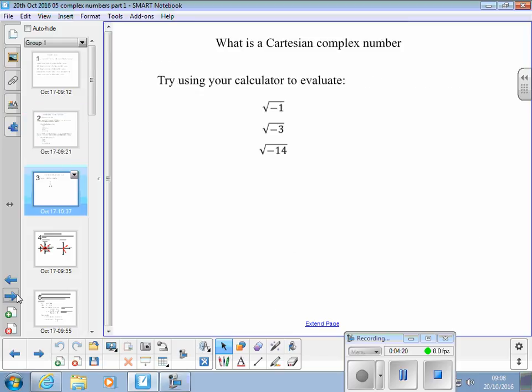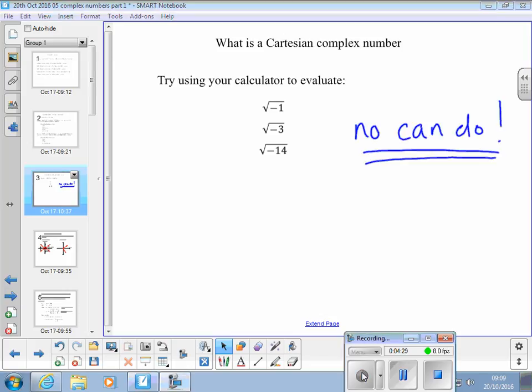So first of all, what I want you to do is try using your calculator to evaluate those numbers. As Kelsey rightly says, the answer to that is no can do. You can't do it. You get a math error. Let's write that down. And for once, it isn't because you put the numbers in your calculator wrong or anything like that.